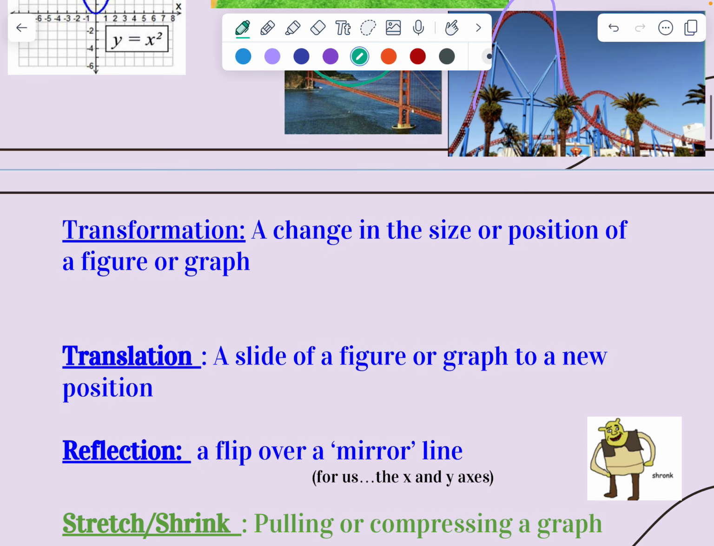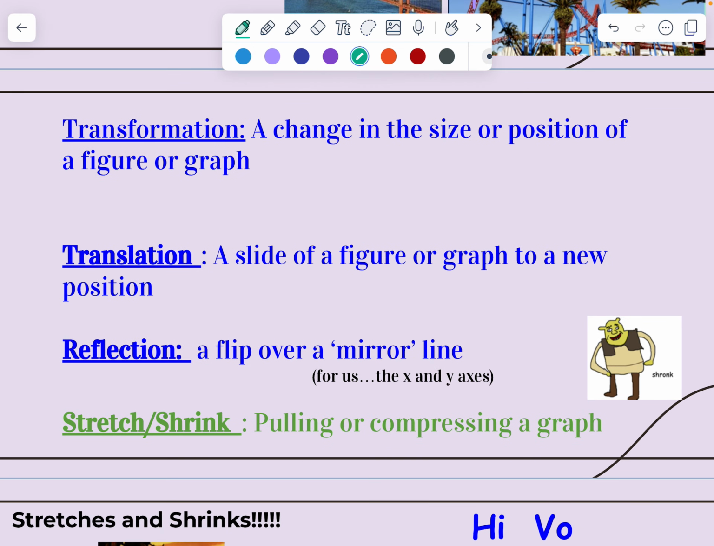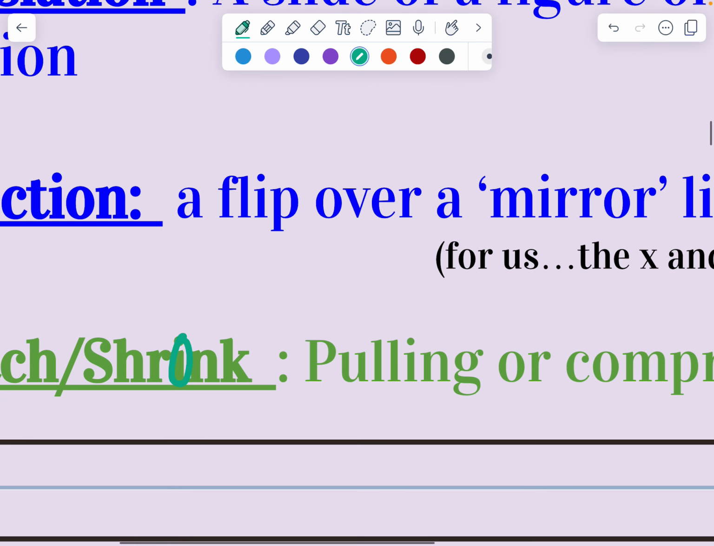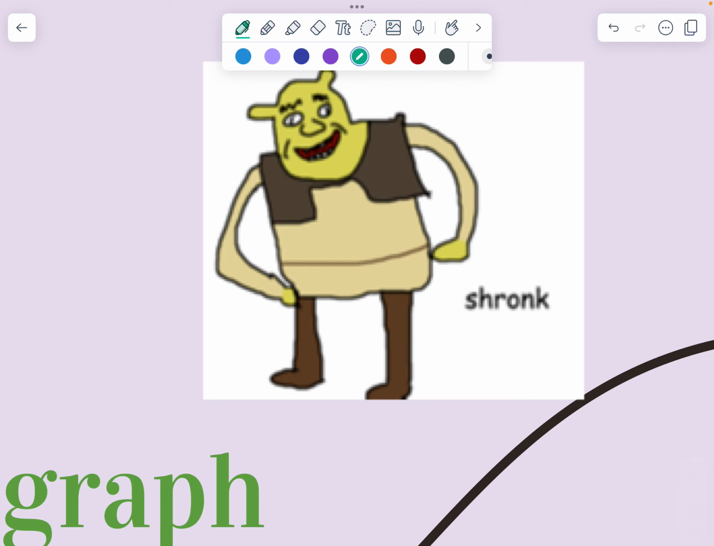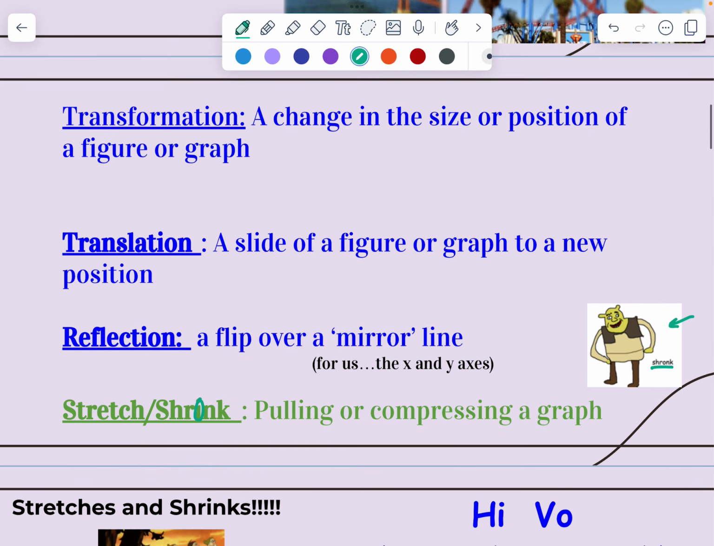Now, truth be told, sometimes when I'm typing in stretches and shrinks, the I is right next to the O, so I accidentally type in shrunk. And then one day I Googled shrunk, and that's what I got. This is also another thing you can prank my sister with next year, is you can only refer to them as shrunks. Like, hey, Mrs. Usher, is this a shrunk?